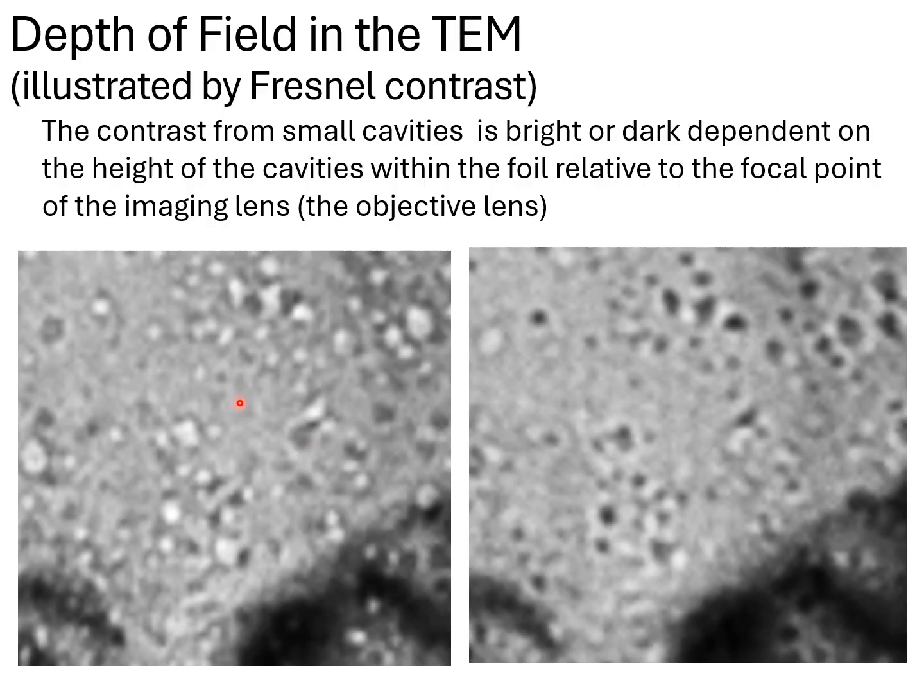So without resorting to stereomicroscopy, I can decide at what height some of these bubbles are, like all the ones that are dark in this image are at one height within the foil, and all the ones that are dark in this image are at a different height within the foil. So we can use that Fresnel imaging technique to better understand the relative spacing or the relative distribution of real cavities within a foil.